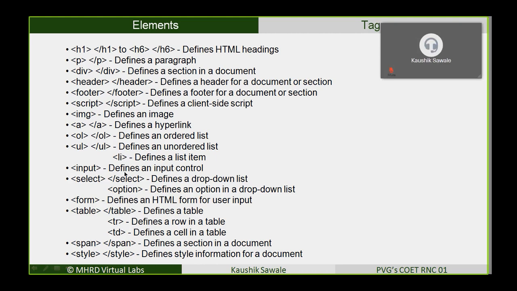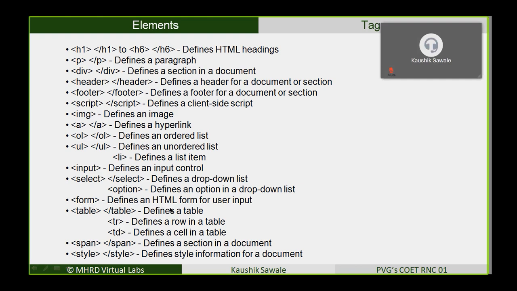The next is input tags. It defines an input control. So there are various inputs that HTML provides us. We'll get to that in the next slide. So that's what input tag does. The next is select tag. Select tag defines a drop down list. Everyone might have encountered drop down lists in forms or various websites to select anything you want, so that is done using select tag, and the options in the select tag are done with option tag.